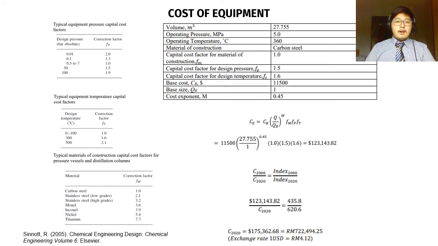With a base cost of $11,500 along with these factors and sizing, the cost of the hydrocracking unit has been found to be $175,362. Factoring in the currency conversion rate of $1 to 4.12 ringgit, the estimated cost for the hydrocracking unit is 722,494 ringgit and 25 cents.